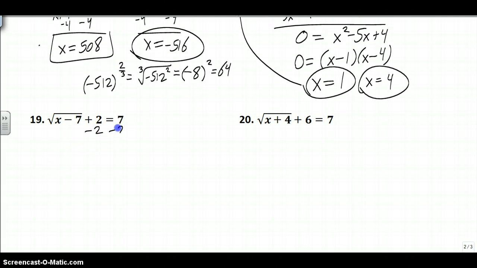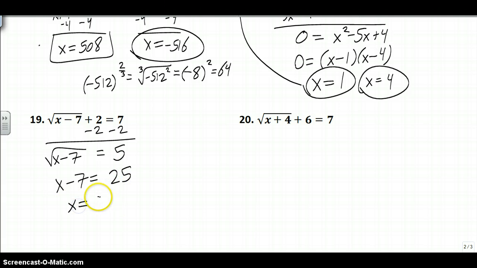Number 19, subtract 2 from both sides. Square root of x minus 7 equals 5. Square both sides, you get x minus 7 equals 25. And you add 7 to both sides, and of course x equals 32. Plug it back in to check. 32 minus 7 is 25. Square root of 25 is 5, plus 2 does equal 7. So it works.